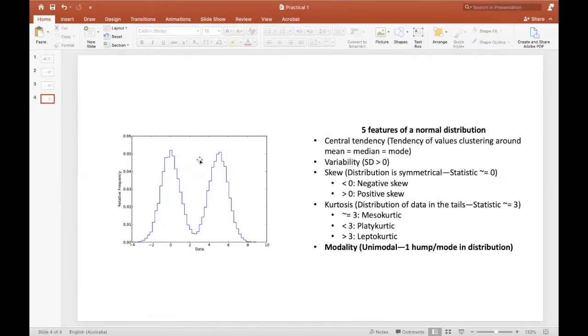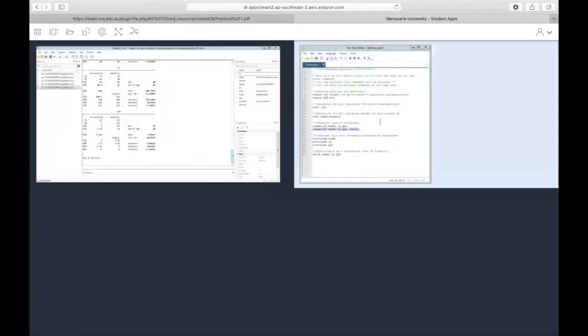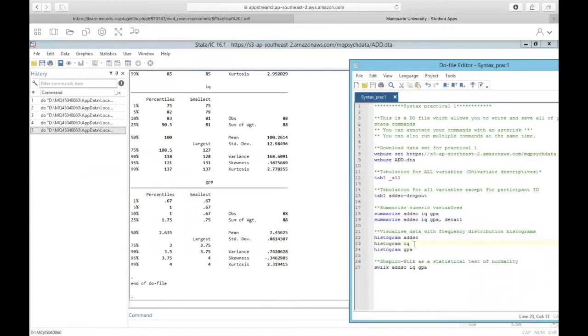Now again, there's no test statistic to determine if your data set is multimodal versus unimodal, so you do have to visualize using a frequency distribution. So let's go ahead and do that now in Stata. If we go back to our do file, let's first run the frequency distribution for IQ. And the command here is just histogram IQ.